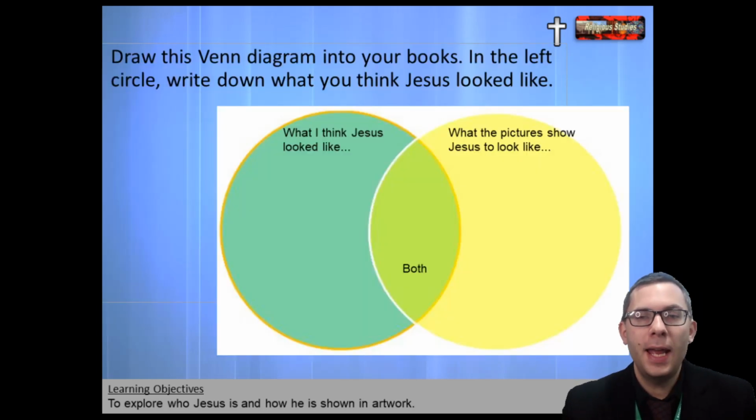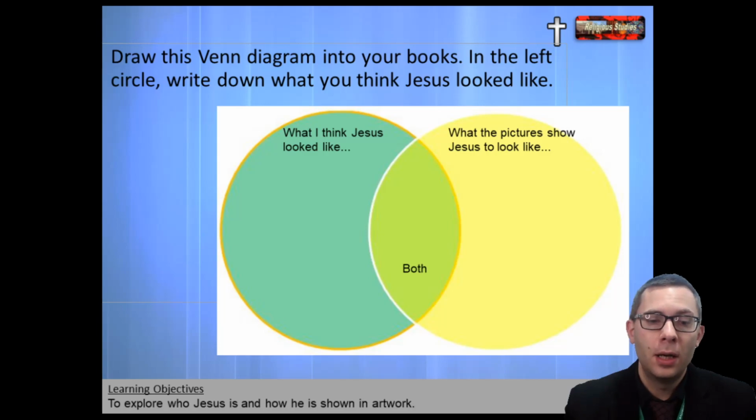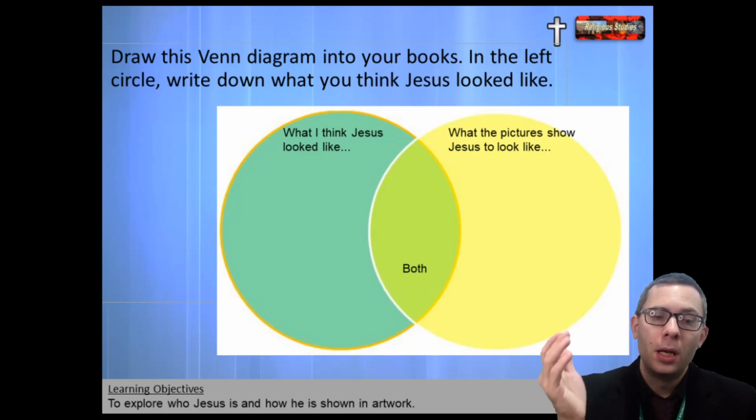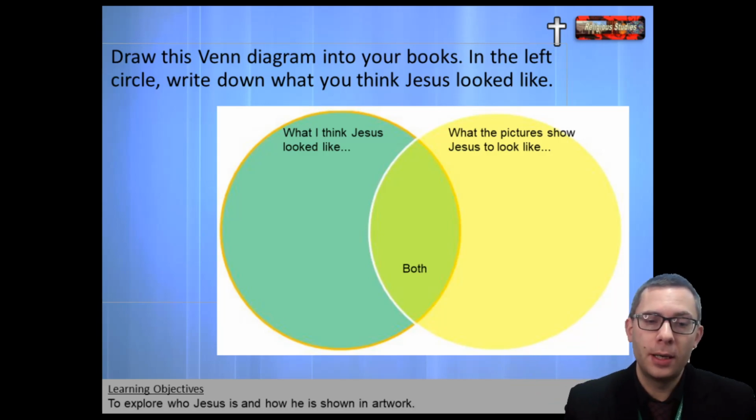Okay, so the next thing that we're going to do, and we're going to need most of a page for this, so you might even want your page landscape for this, is I'd like you to do a Venn diagram. So you're going to do 2 overlapping circles, or 3 columns if you would rather. We start with what I think Jesus looked like. So this is your own opinion of what you think Jesus looked like. In the middle is both, and on the right hand side, what the pictures show Jesus looked like.